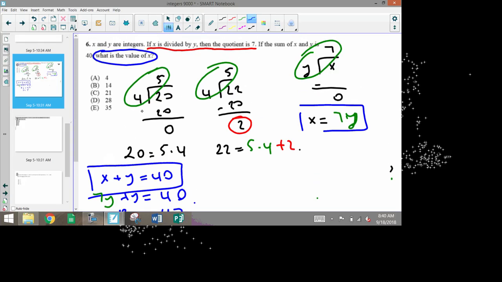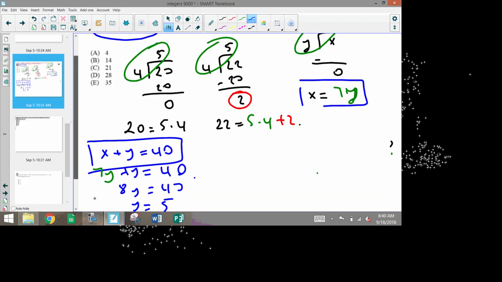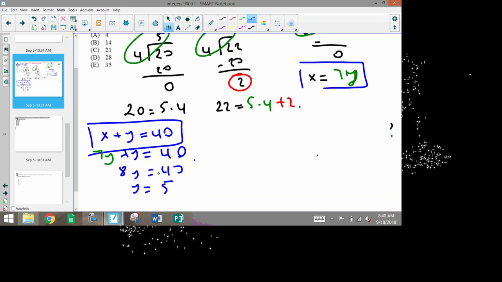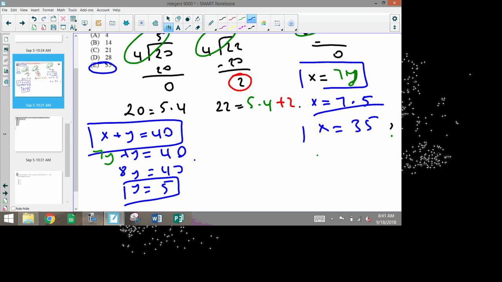So there's no answer. So did I make a mistake? No. No, I circled the question. What was it asking me? The value of x. So if y is 5, look at this equation. What is x going to be? 35. Or check here, x is equal to 7 times y. y is 5. Is that clear?